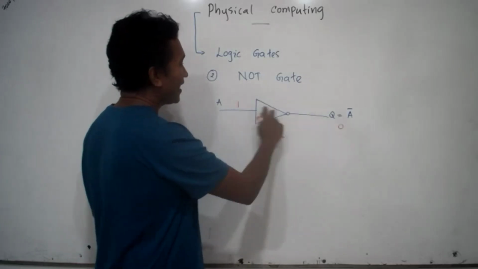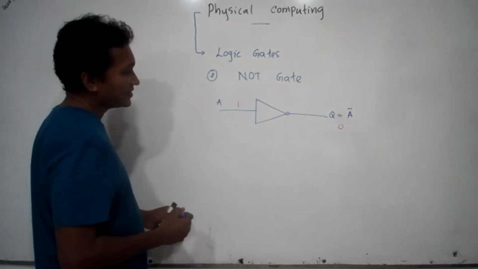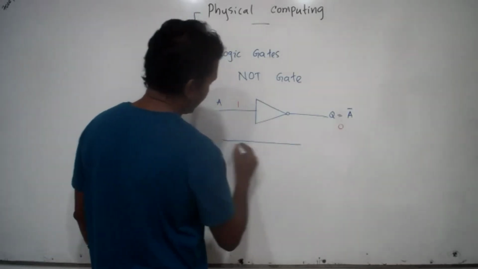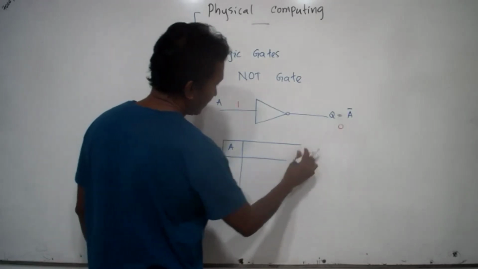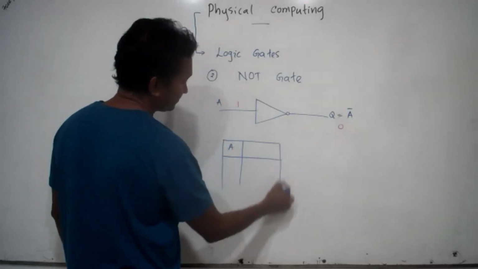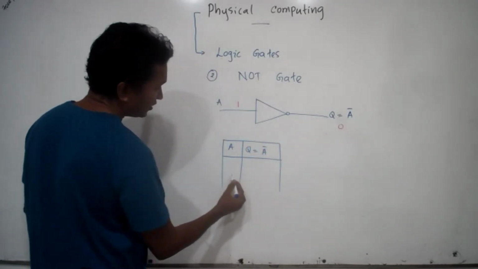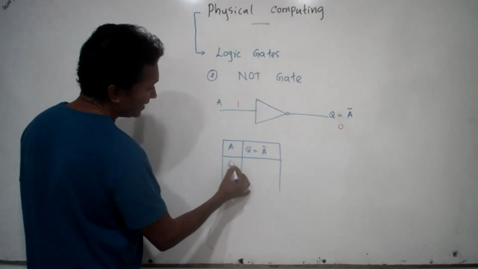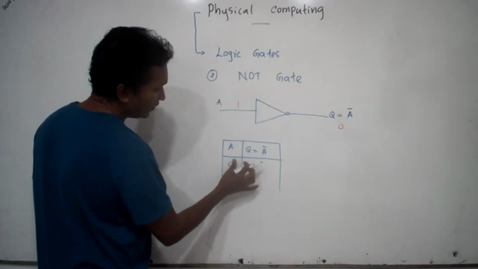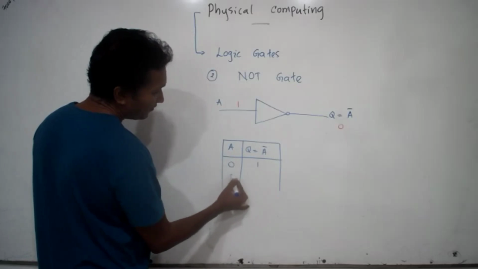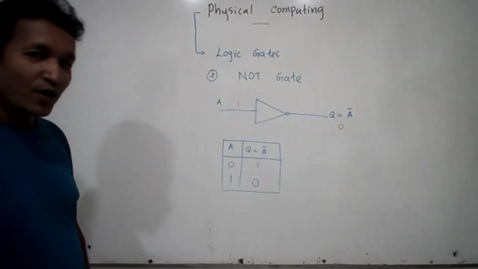So this is the symbol, and this is how we write the output, A bar or A dash. So when we write the table, there is only one input, and Q is A dash. So there are only two possibilities. It can be 0 or it can be 1. When it is 0, output will be 1. When it is 1, output will be 0. That is the NOT gate.